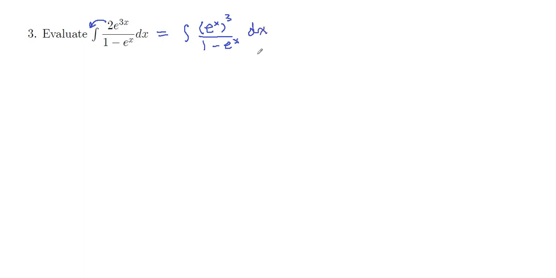And then let's see here. If I break off one of those e to the x's, see if I have like e to the x is my u, then du would be e to the x also. So if I let u equal e to the x, then du will equal e to the x dx.